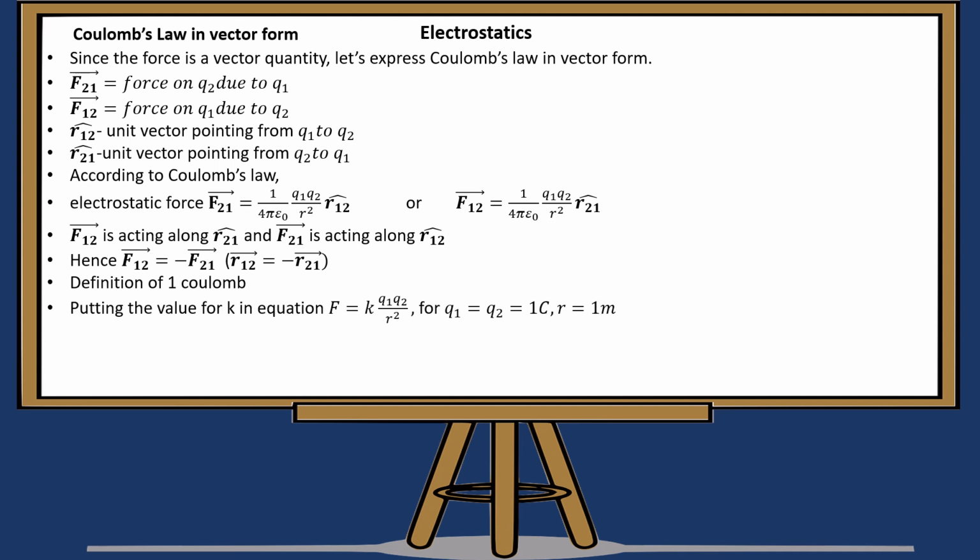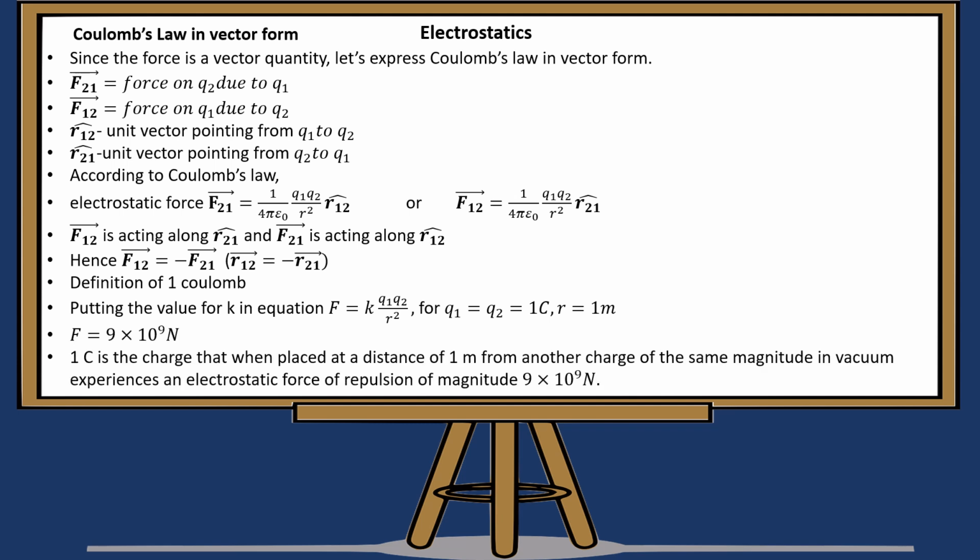Now let us find the definition of 1 Coulomb. In the formula F is equal to K Q1 Q2 divided by R square, put Q1 equal to Q2 equal to 1 Coulomb and R equal to 1 meter. For F we get 9 into 10 raised to 9 newtons. So 1 Coulomb is the charge that when placed at a distance of 1 meter from another charge of the same magnitude in vacuum experiences an electrostatic force of repulsion of magnitude 9 into 10 raised to 9 newtons.